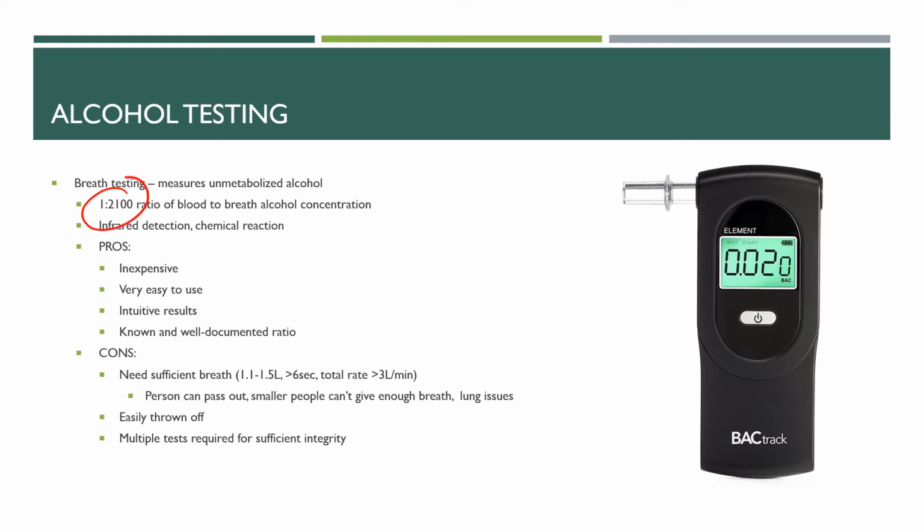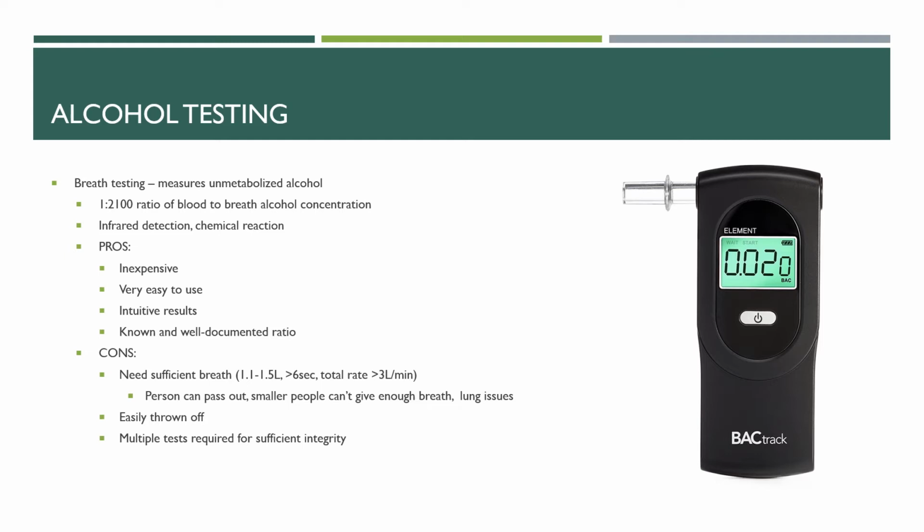And this ratio is really well documented in medical literature. There is some variation person to person. Everyone's a little bit different, but not enough to matter. So this multiplication of the concentration is pretty reliable. The cons are mostly in user error or user variation.